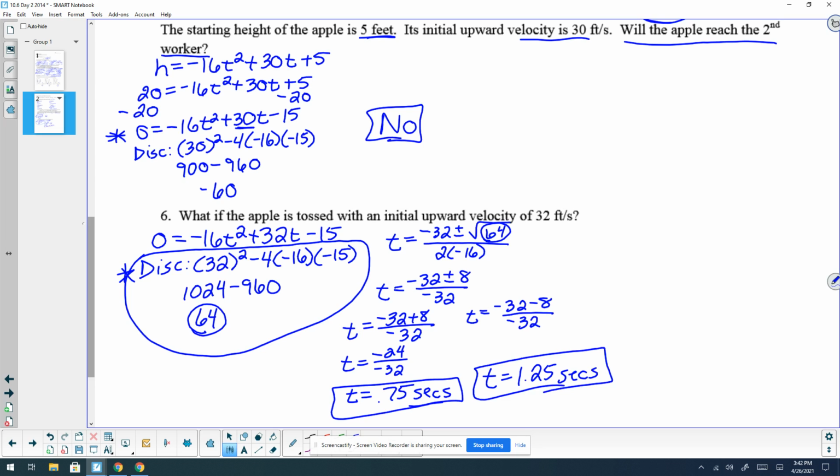So that is your discussion on review of the quadratic formula itself and the discussion on the discriminant.